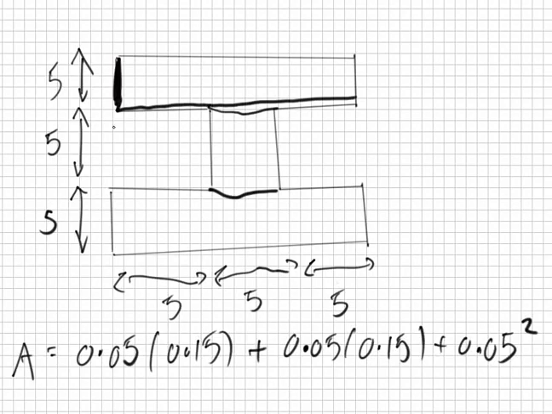This one here. But we don't know. But if you look, you're told that this is 15 and this is 5 and 5. So it must be 5. Okay. 0.05 times 0.15 times 2 plus 0.05 squared. Alright, so it's small. I got 0.0175 meters squared. That's A, the area.